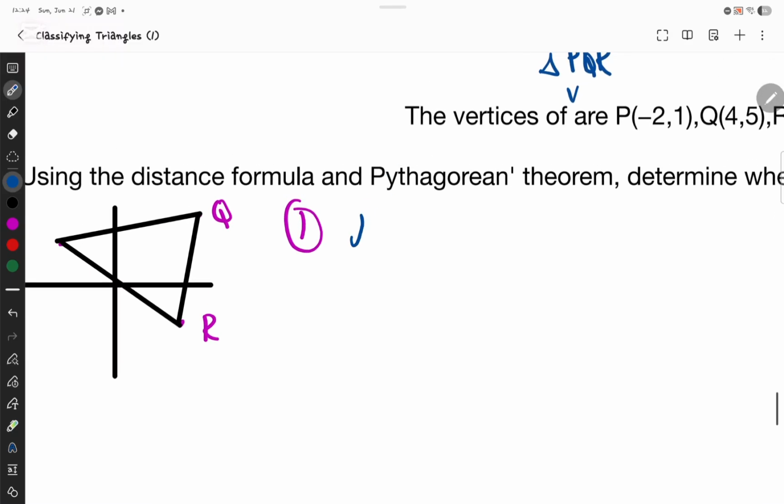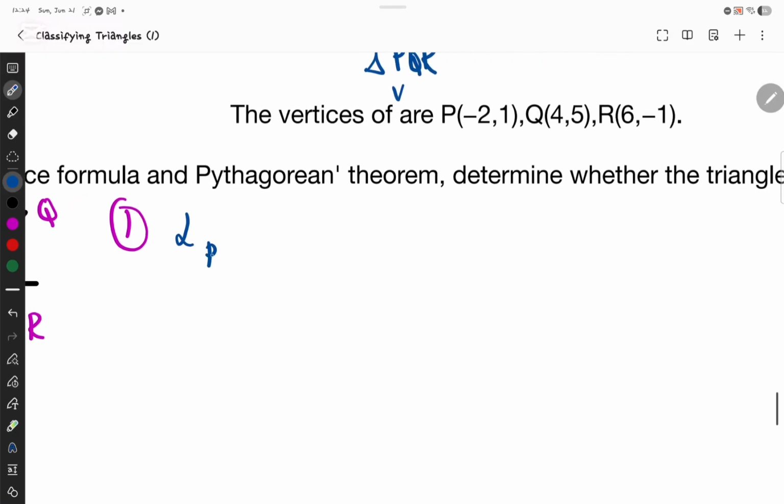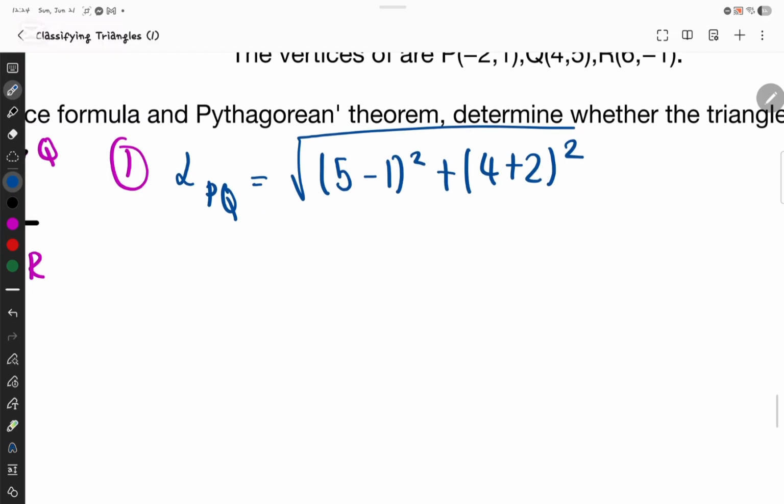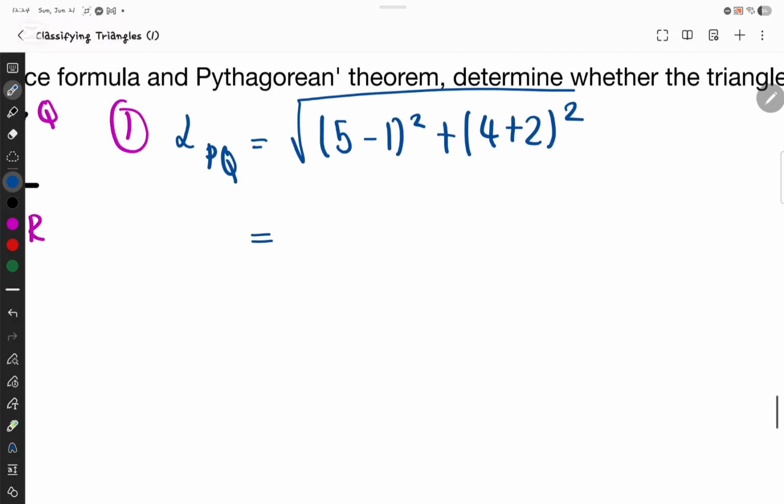Length of PQ first. So PQ is going to be the same formula. This unit gets really repetitive. You plug that into the calculator, 2 root 13.